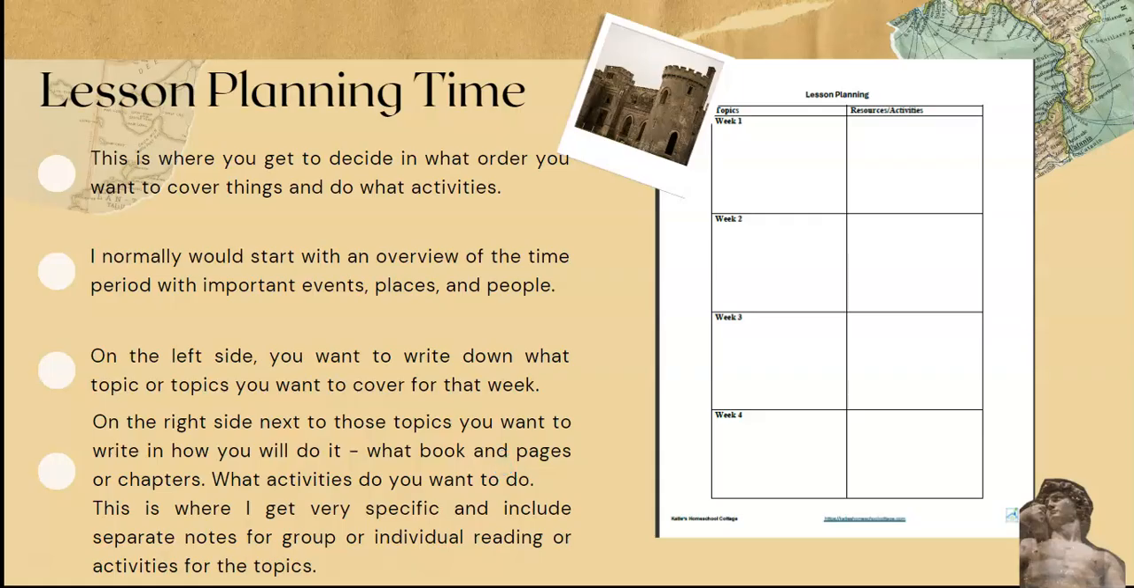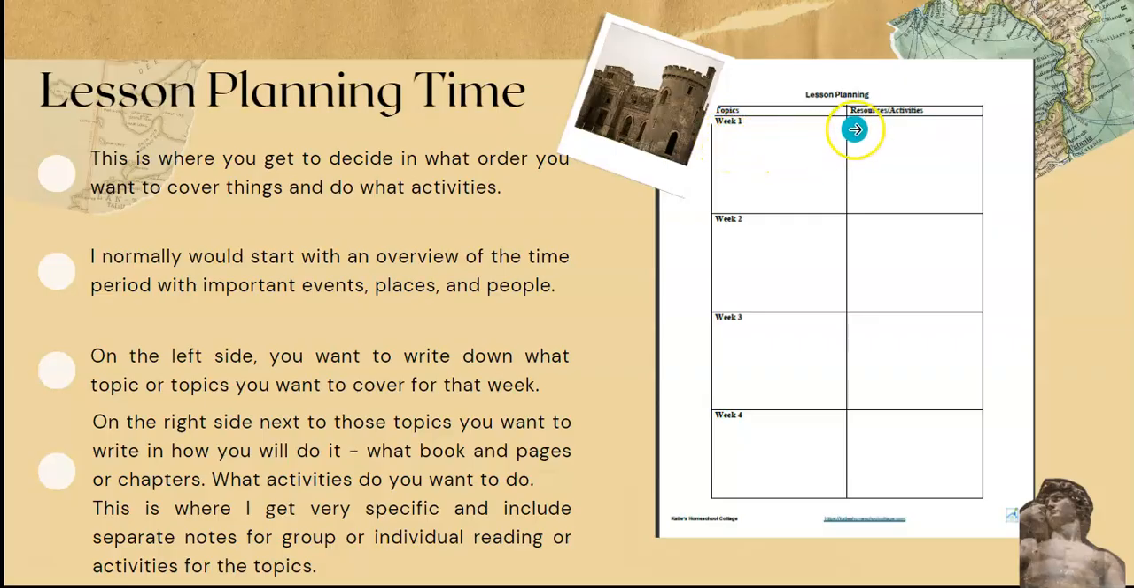Now here's your lesson planning time. This is where you get to decide in what order you want to cover things and do what activities. And you can see that it's labeled just lesson planning, and this is where you pull it all together. So you can combine your different academic subject areas each week and decide what you're going to do, and then what resources or activities you're going to do over here.